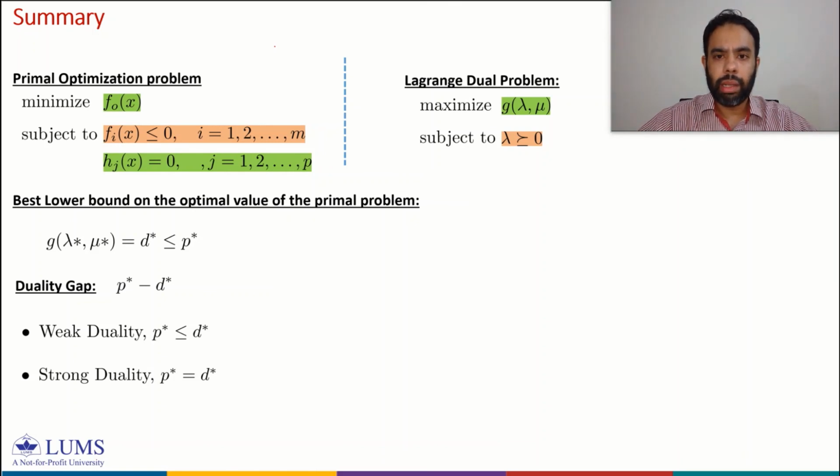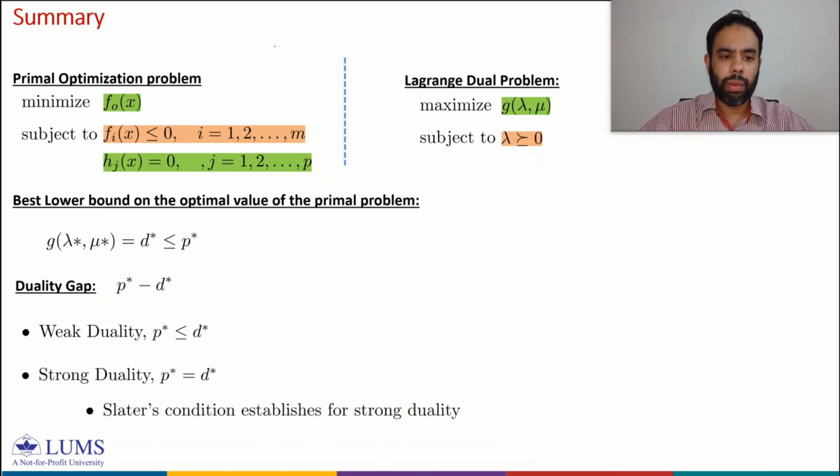Among the conditions that establish strong duality, one very simple but very powerful condition is Slater's condition, or Slater's constraint qualification, that establishes strong duality for a convex primal optimization problem.